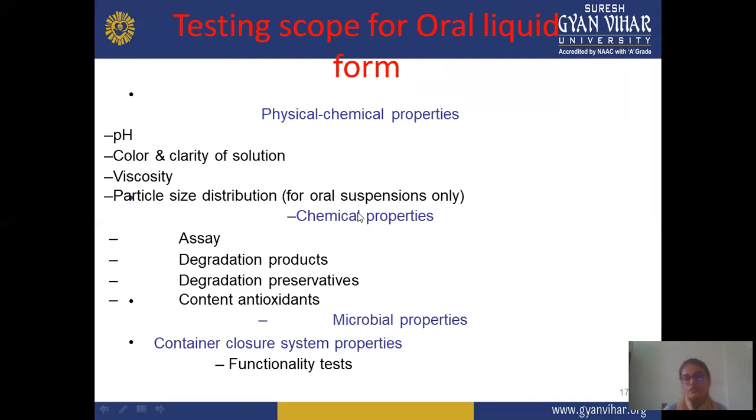The formulation should have a good or required pH. Suppose the required formulation effect is shown in the stomach, then it should be an acidic pH, not a basic pH. Or for the intestine, it should be an alkaline pH. Next is color and clarity of the solution.